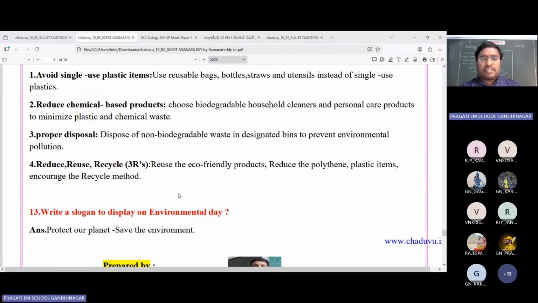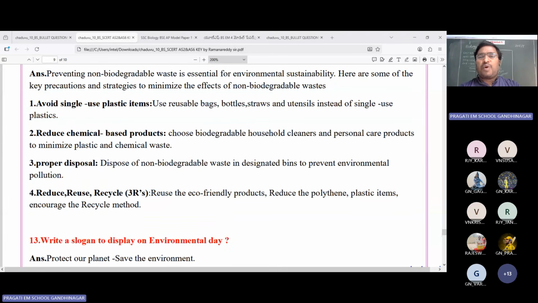So the usage of bags, bottles, straws, whatever the utensils are used in plastic, you have to avoid. Then reduce the chemical based products. That means biodegradable households, cleaners, and personal care to minimize this plastic and chemical waste. And third important one is proper disposal. Disposal of non-biodegradable waste in dustbins, I mean designed bins to prevent environmental pollution.